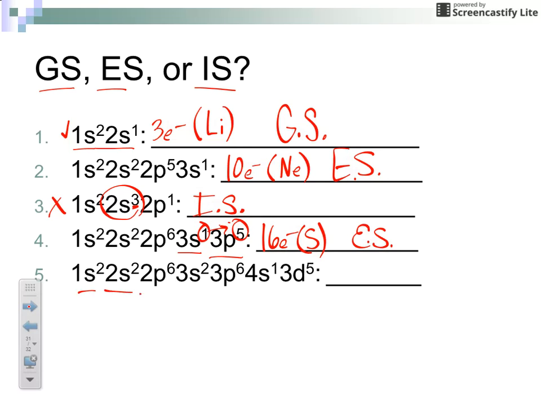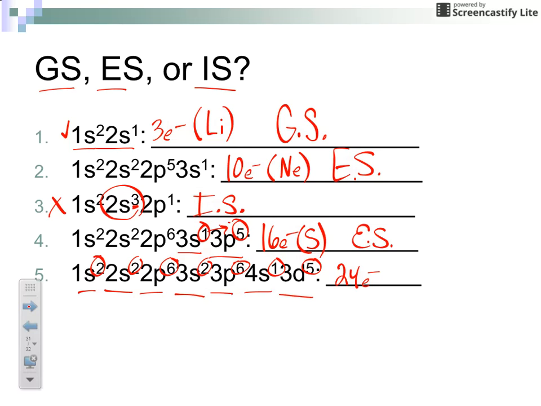1s2, 2s2, 2p6, 3s2, 3p6, 4s1, 3d5. Now, if you add up the electrons here, 5 plus 1 is 6, plus 6 is 12, 13, 14, plus 6 is 30. Sorry, let me recount that. 5 plus 1 is 6, plus 6 is 12, 13, 14, plus 6 is 20, 21, 22, 23, 24. 24 electrons here. That's what happens when you get in a hurry, y'all. All right, so there's 24 electrons here.